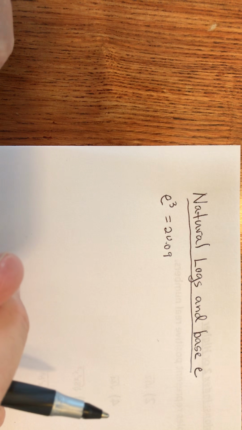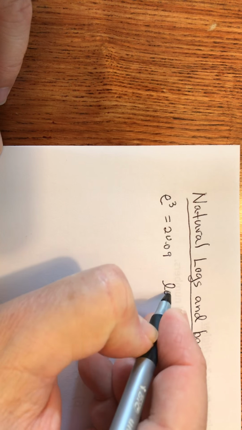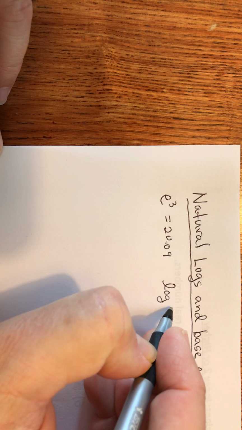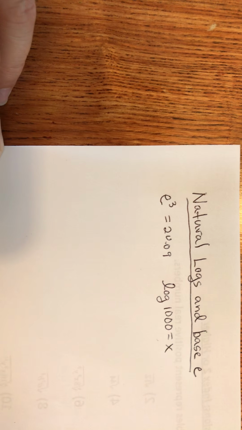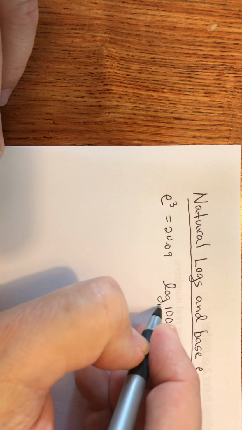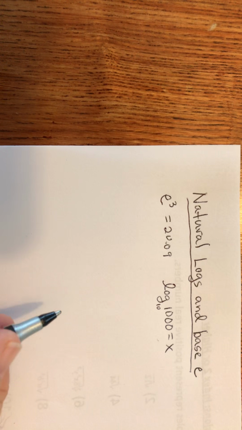One of your homework problems, 3D, I believe, there was no base written. It was written like this: log of 1,000 equals x. There's no base there. It's understood to be a base of 10. So a natural log, ln, has a base of e.